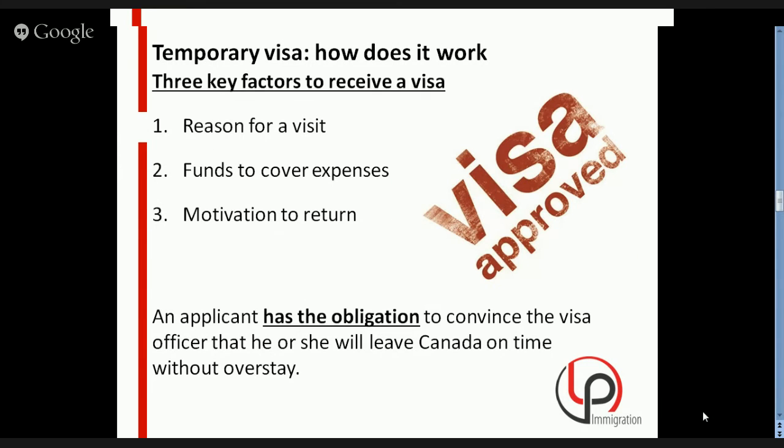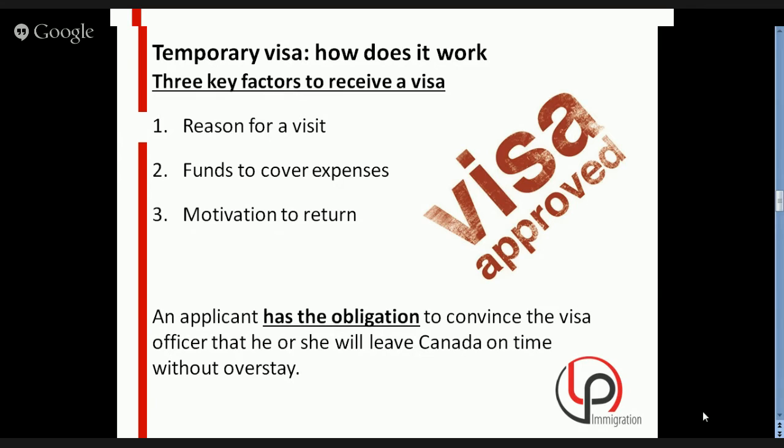So, 3 key factors to receive a visa. That's the most interesting, I believe, and the most complex matter of our webinar today. So we'll touch upon it very briefly because an in-depth understanding of the matter requires much more time than we have today. However, we'll of course be explaining some of these aspects in the upcoming webinars.